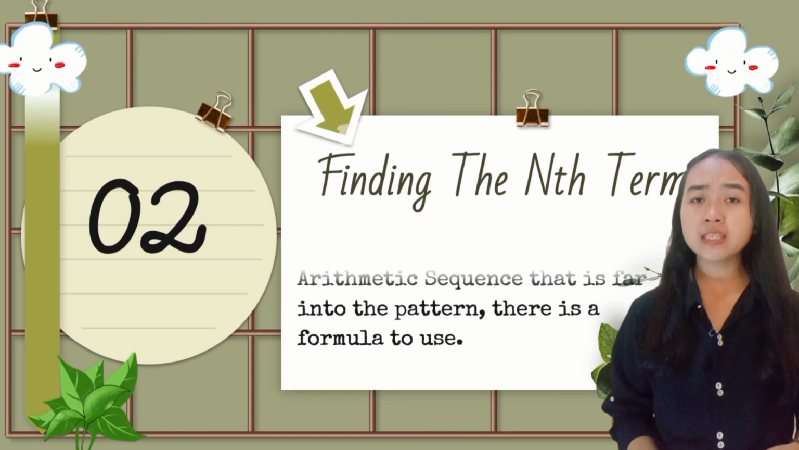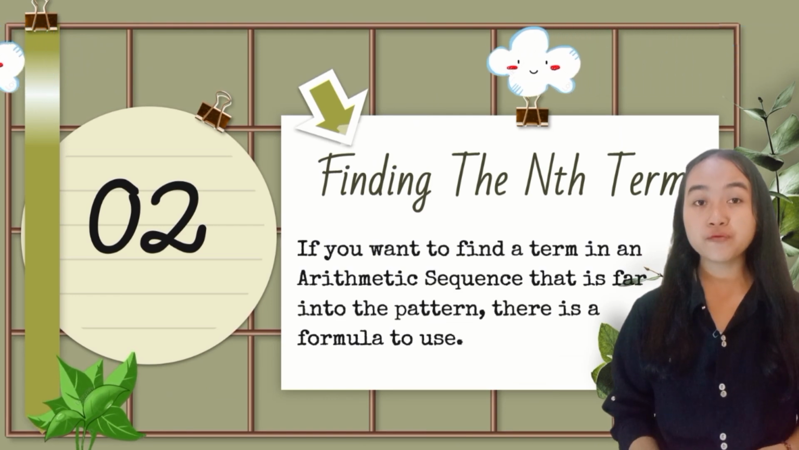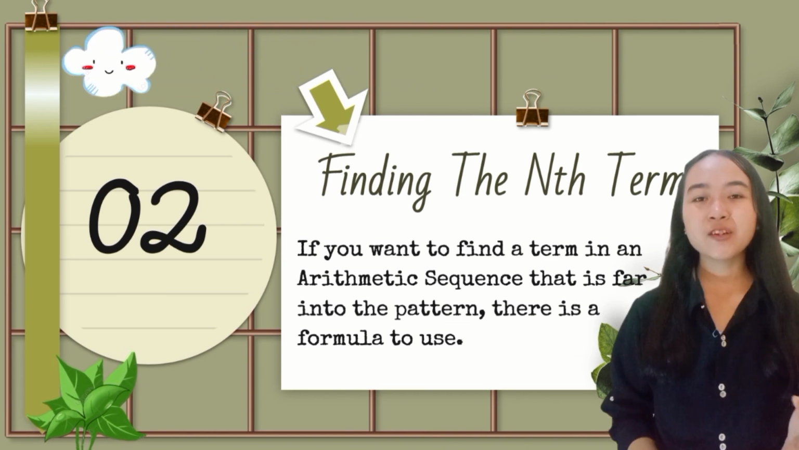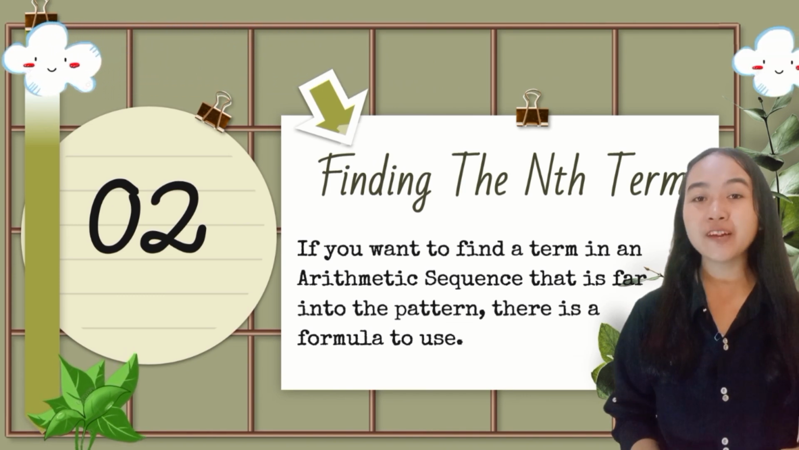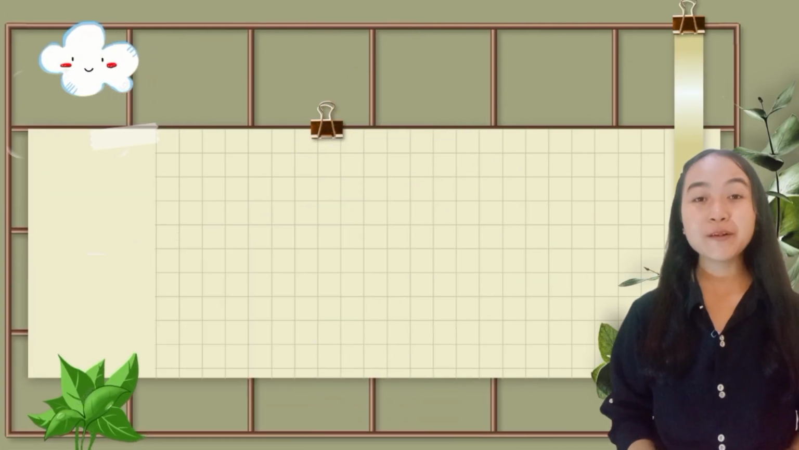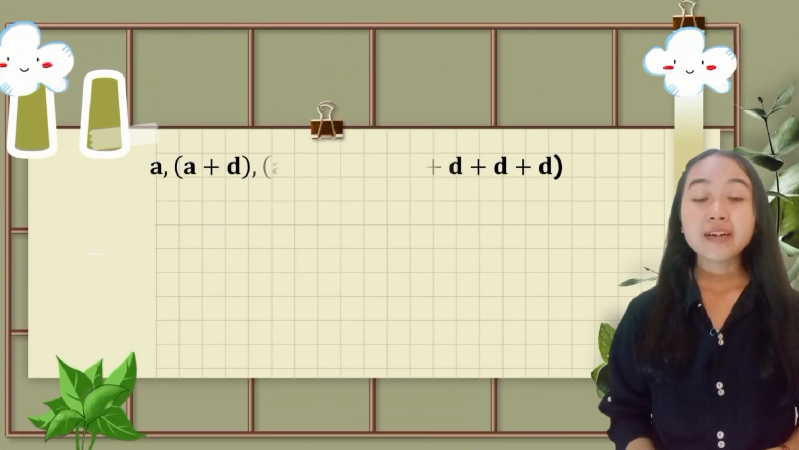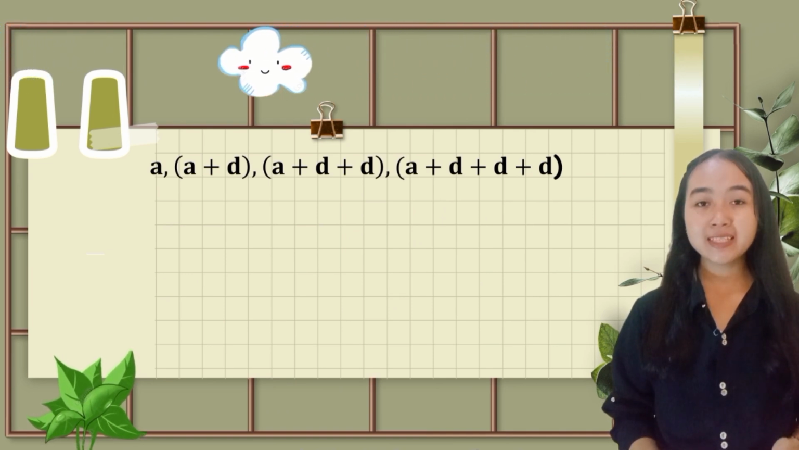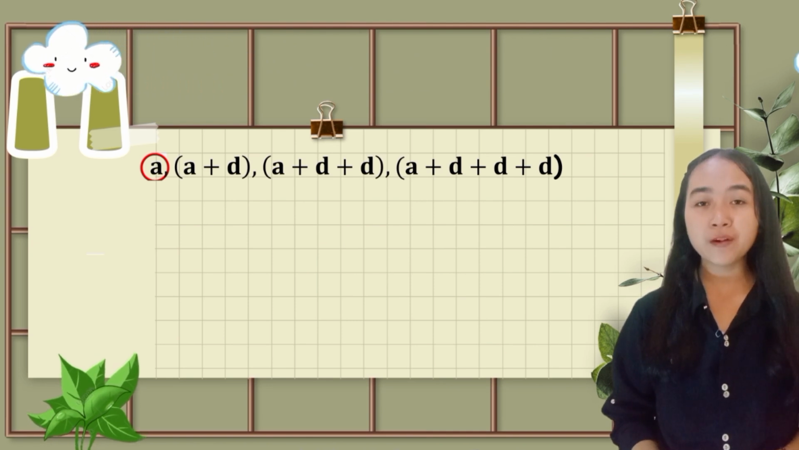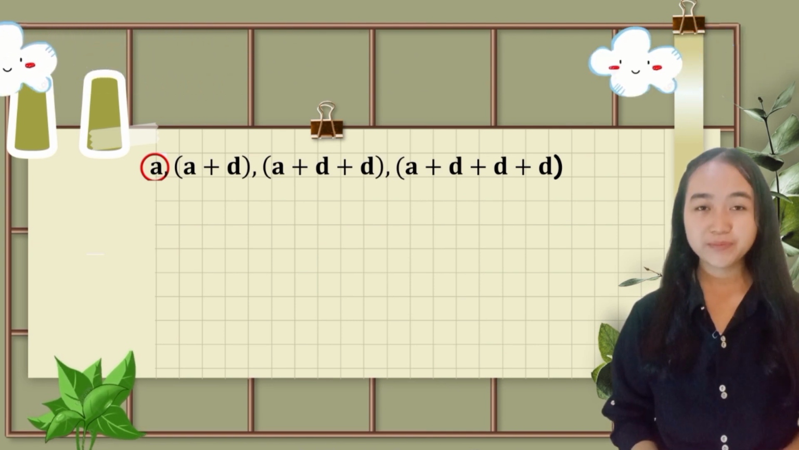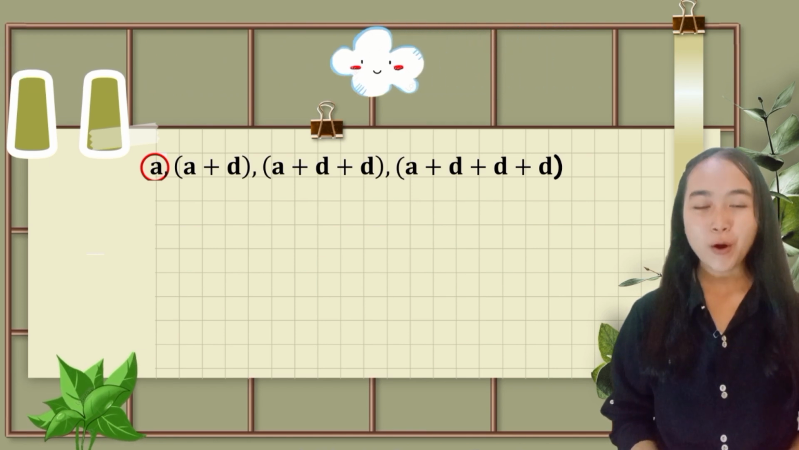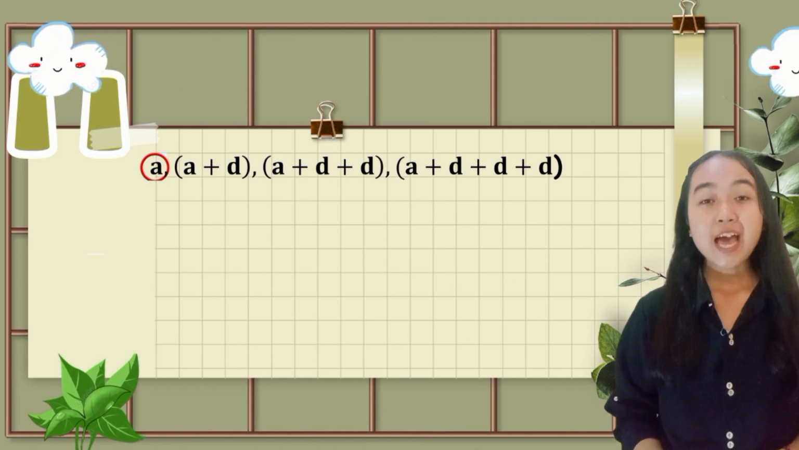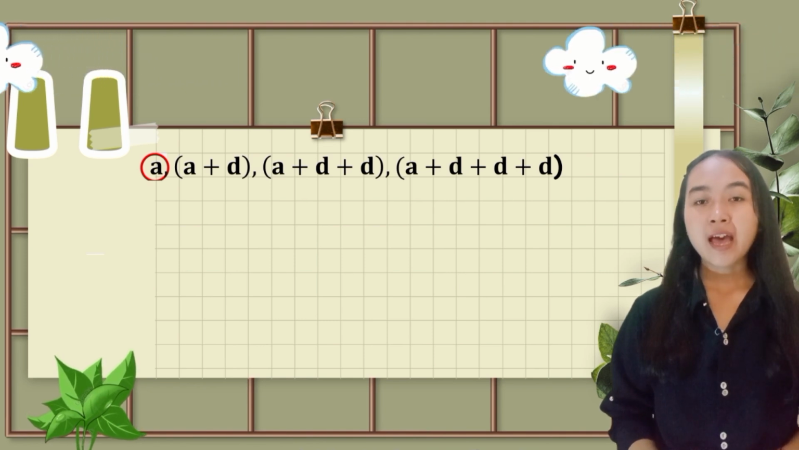Next, we will learn about how to find the nth term. If you want to find a term in an arithmetic sequence that is far into the pattern, we have to use a formula. The formula is structured in a way that would look linear. So an arithmetic sequence would start with a number. Let's refer to this number as A for now. In this case, there is a set amount of difference that is always being added on, whether the number is negative or positive. We can refer to this number as the common difference, and we will denote it as D.